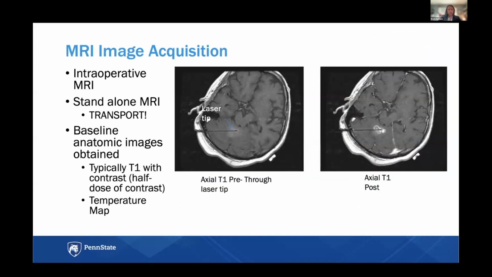This is what it looks like in the MRI scanner. You're going to get an initial acquisition to confirm that the laser fiber is placed where you want it. You get baseline anatomic images, typically with a half dose of contrast, and then you're going to get your temperature data.